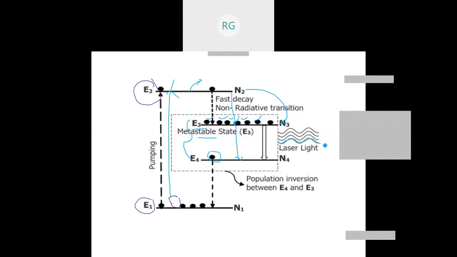Hence, thereby we can see that here the population inversion will help us to get a coherent beam coming from E3 to E4. After the atoms reach E4, they don't stay here because it is not a metastable state, it is a normal state. Thereby, after the lifetime, they will fall down. So population inversion is between E3 and E4.